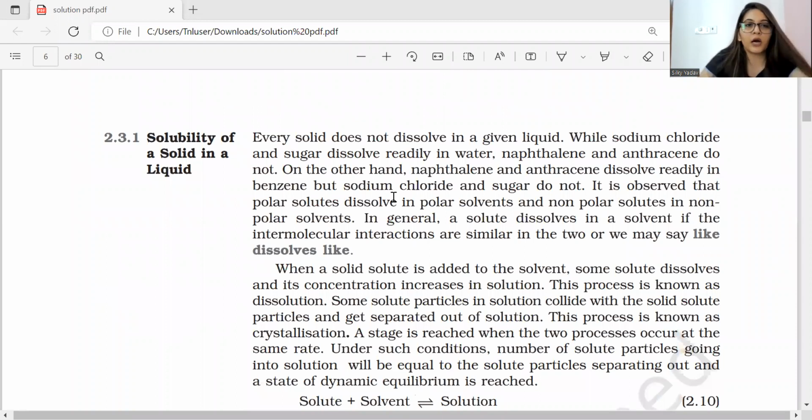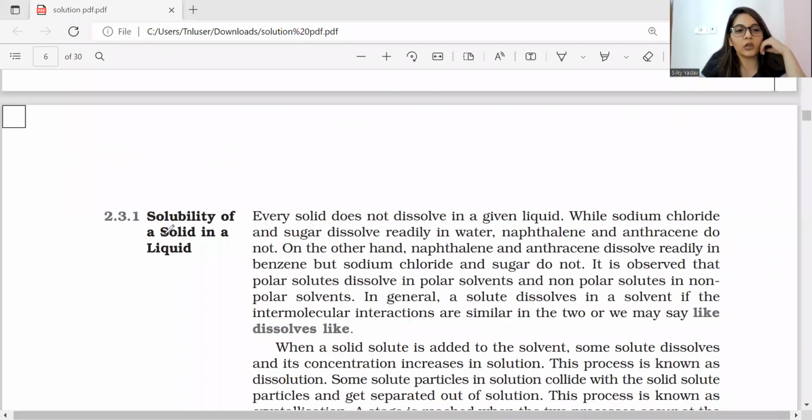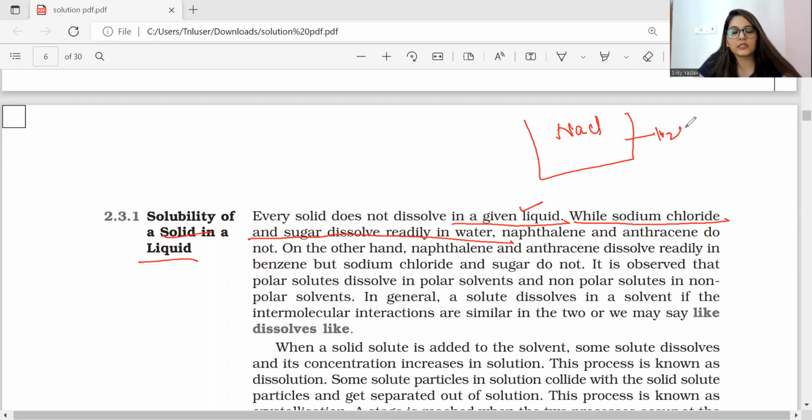So now we'll be talking about, like I told you, the solubility of a solid in liquid first. See, every solid does not dissolve in a given liquid. While sodium chloride and sugar dissolve readily in water, like if we have NaCl and we put it in water, I think you all know that NaCl will break completely and dissolve in the water, right? In the same way, if we add sugar to the water, it is also going to dissolve in the water, right? But if we talk about naphthalene or anthracene, they do not dissolve well in water. But actually, naphthalene and anthracene dissolve readily in benzene.